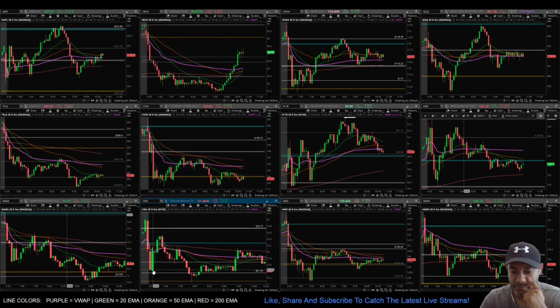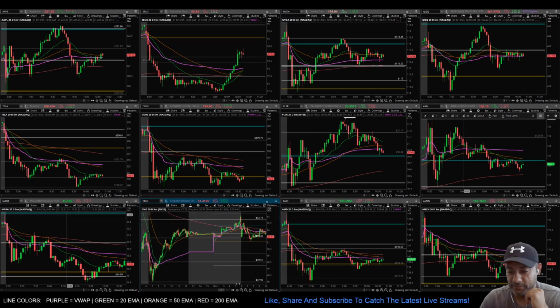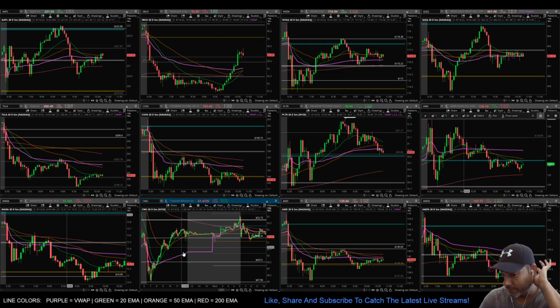So in the morning it dropped, reclaimed the open, the 52, bounced up, and I remember watching this thinking, okay, this might be a long now. It's bounced off VWAP, it's over the EMAs. I think we might see it rip higher. But then I zoomed out and I looked at what happened yesterday, and it had resistance in the 52 area.